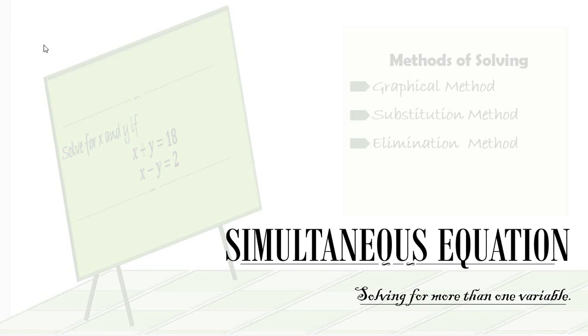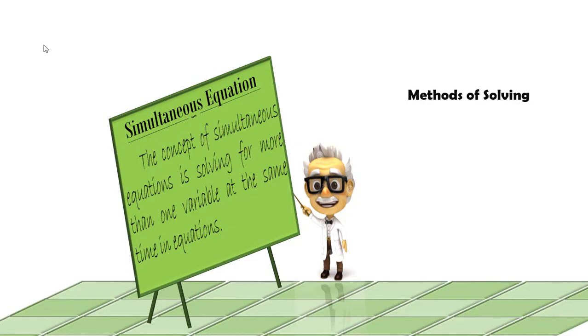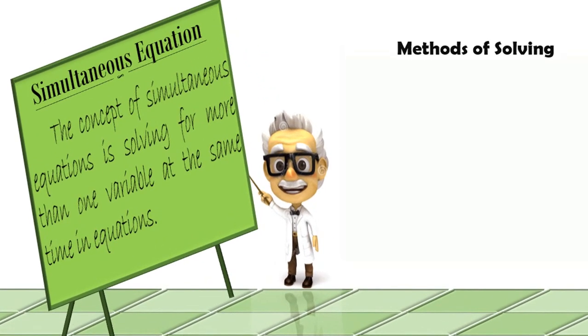So today it's simultaneous equations. It's a higher, more complex form of algebra that we've been doing all the while, so you need the knowledge of algebra to be able to handle some things in simultaneous equations. In an algebraic equation, you solve for just one variable, but here you solve for more than one variable. That's just what makes the difference. So look at the green board here. The concept of simultaneous equations is solving for more than one variable at the same time.